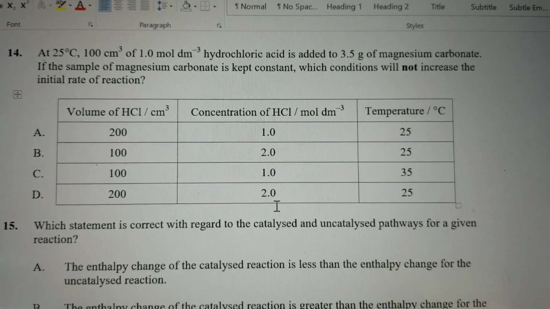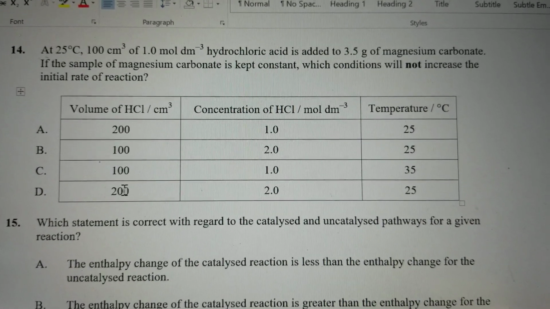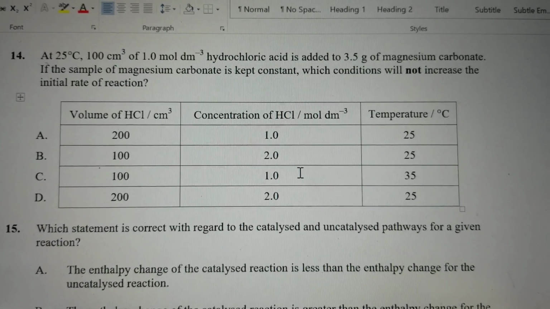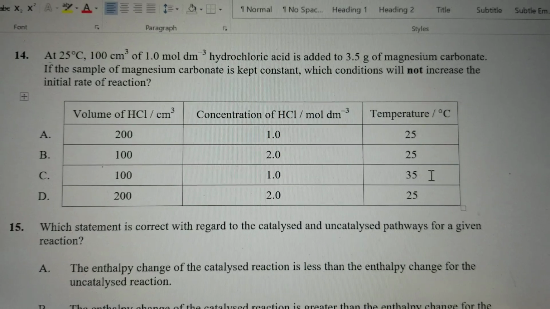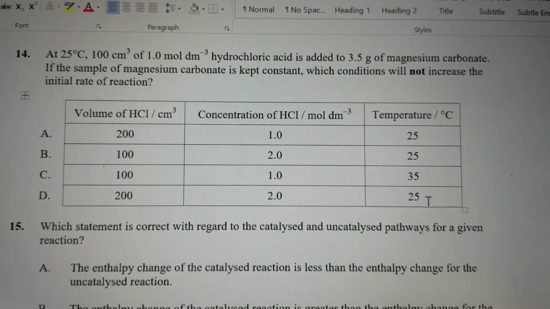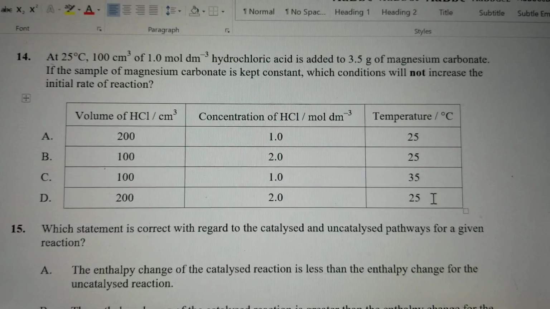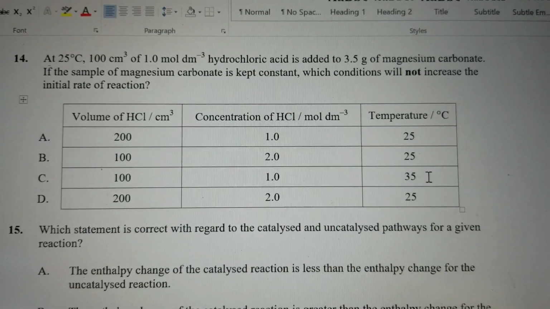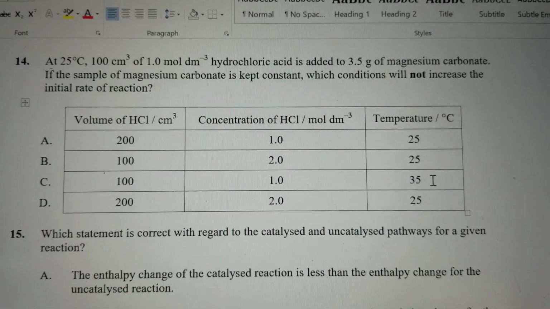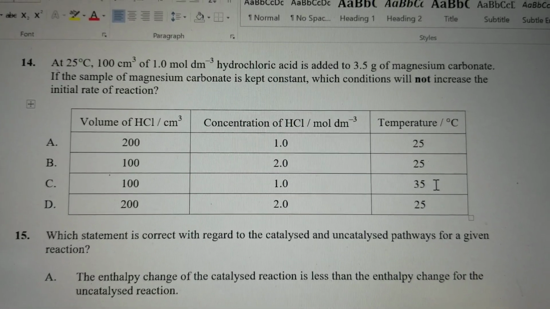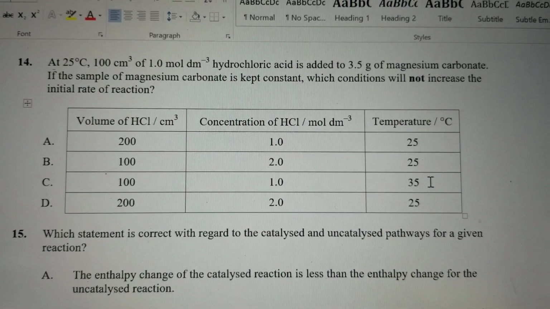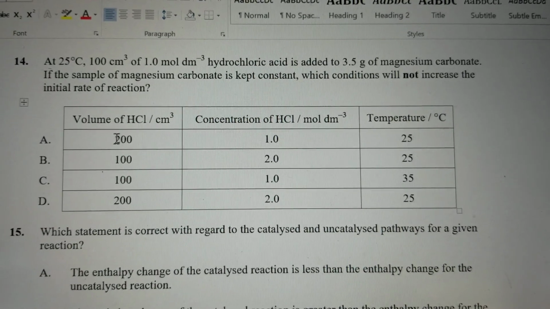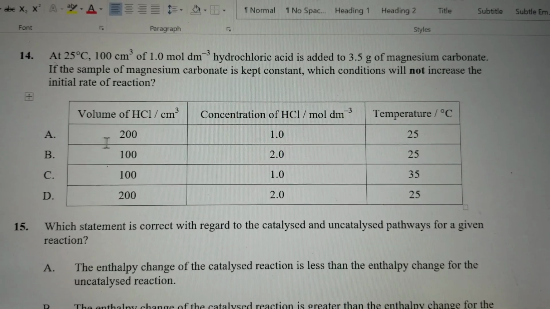Now, if we look at letter C, the reason I know letter C is going to change the rate of reaction is because the temperature increases. See how it's the only one that goes up. All the other ones are at 25 degrees. They're keeping the temperature constant. Letter C is increasing the temperature by 10 degrees. That will increase the initial rate of reaction. And we're looking for the one that's not going to increase the initial rate of reaction. So letter A is the only correct answer.